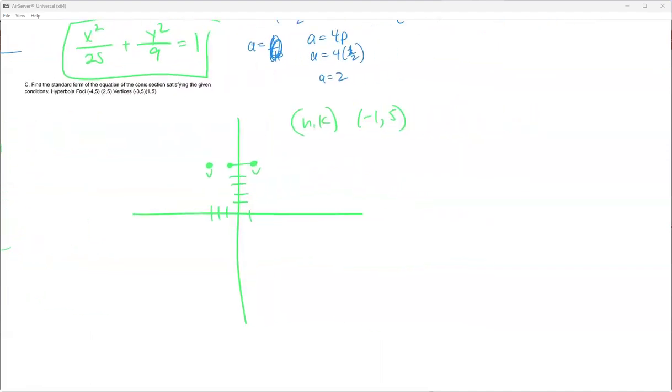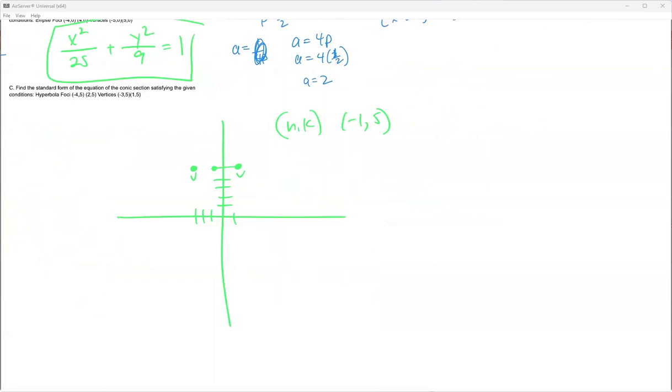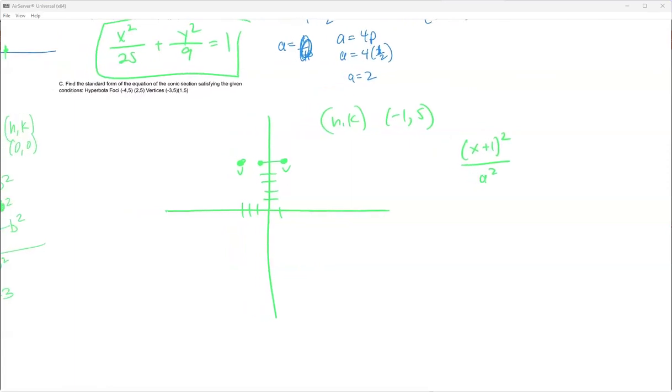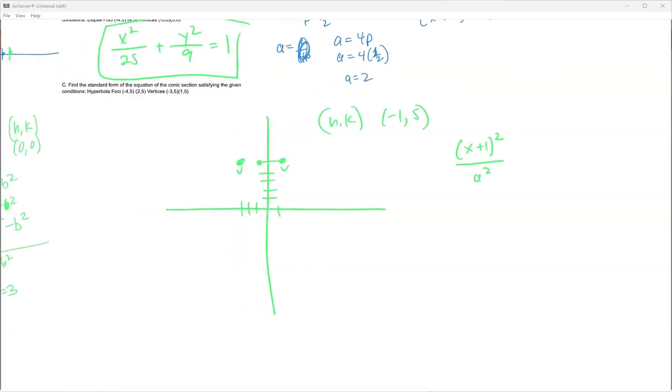So far we have x. And we know that x is the major axis because the vertices are along the x axis right here. So it'd be x plus 1 squared over a squared. What's the a? That's 3, right? The distance from the center to the vertex, is that the 2? So it'd be 4.